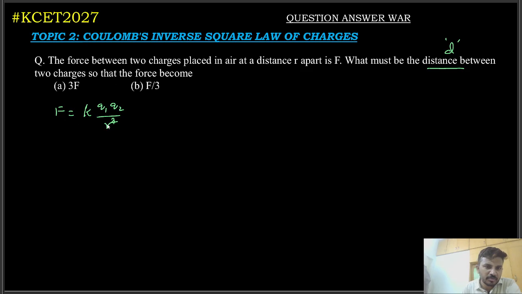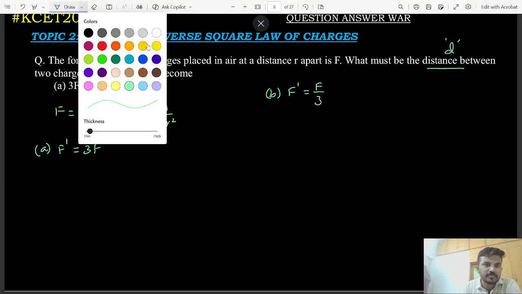So how does force depend on distance? Force depends on distance as inversely proportional to r square. So new force should be 3 times F in case A. In case B, new force should be F divided by 3 times. For that, what should be the new distance? Let us solve this.